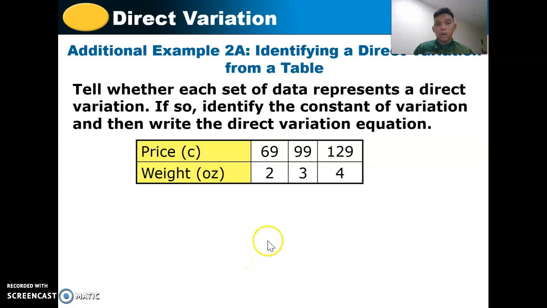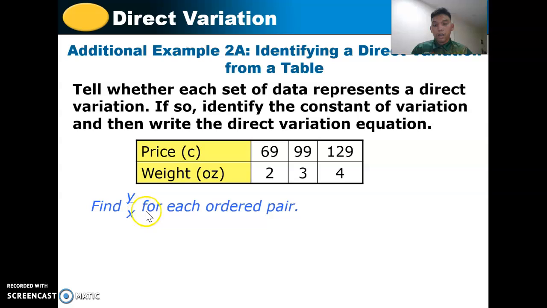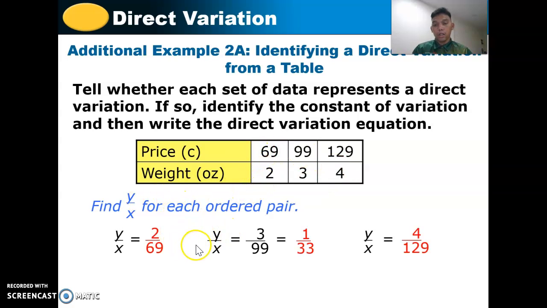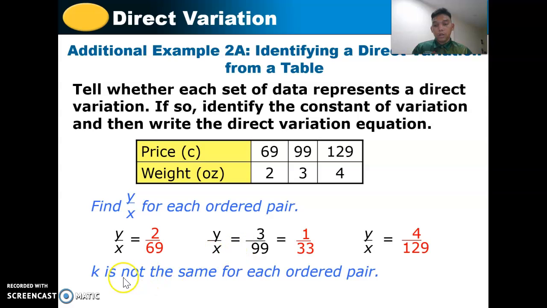Alright. Now, what if the given is a table? Tell whether each set of data represents a direct variation. If so, identify the constant of variation and then write the direct variation equation. Let's see. Find y over x for each ordered pair. That is how we find the constant. Here the price or weight: 69.99, and so on. So y over x is 2 over 69, 3 over 99, 4 over 129. So k is not the same.